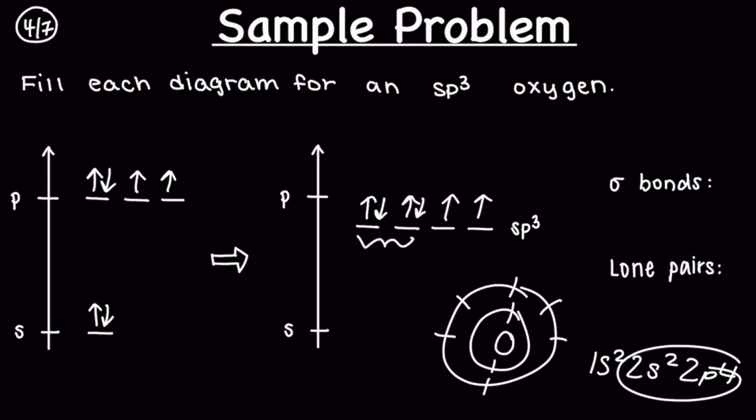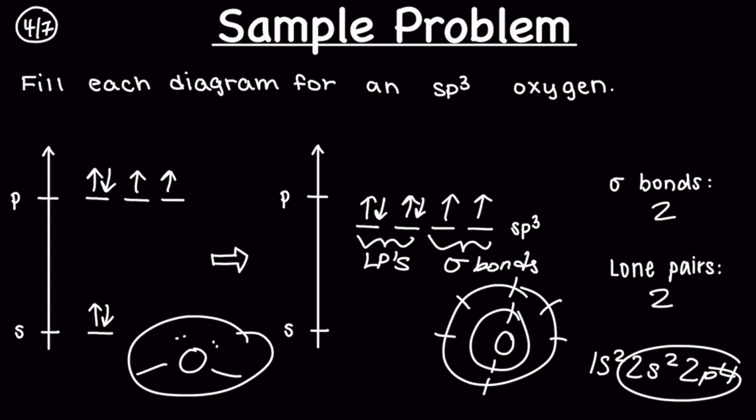We remember that fully filled hybrid orbitals are lone pairs, and half-filled hybrid orbitals are sigma bonds. So we would have 2 sigma bonds and 2 sets of lone pairs. Drawing out our oxygen atom, we would have oxygen, 2 sigma bonds, and 2 lone pairs. 1 lone pair here, 1 lone pair here. And that's what your molecule would look like.